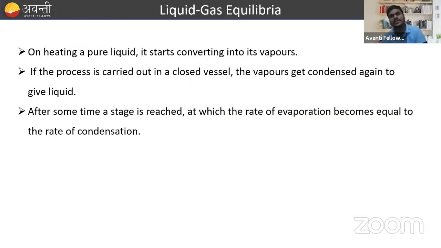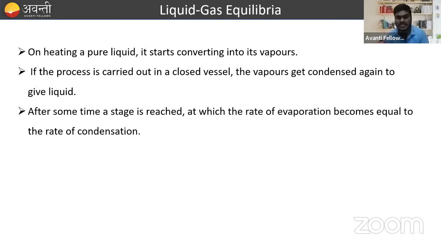Now, what is liquid-gas equilibrium? On heating a pure liquid, it starts converting into its vapor. If the process is carried out in a closed vessel, the vapor gets condensed again to give liquid. If the vessel is open, the liquid will convert into vapor and the vapor will not return back, so it will not condense. So for condensation, the must condition is that you carry out this whole process in a closed vessel, and then the vapor gets condensed again to give the liquid.